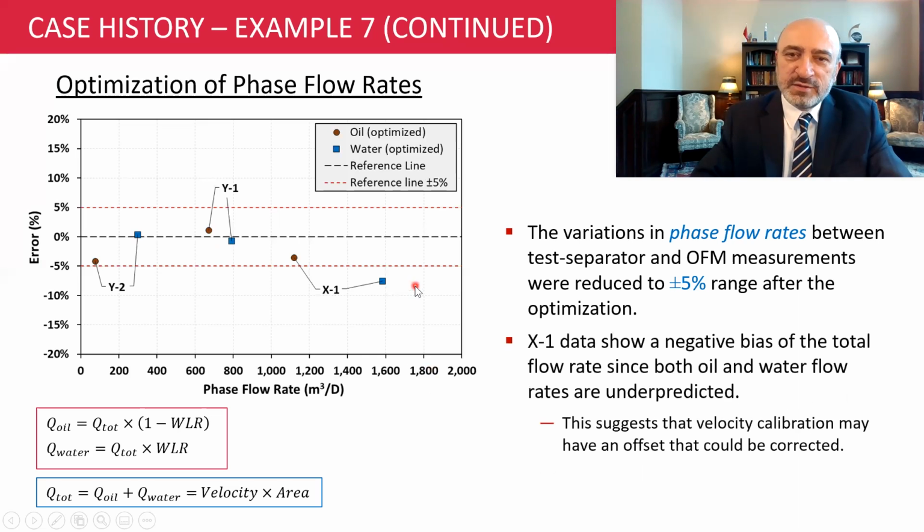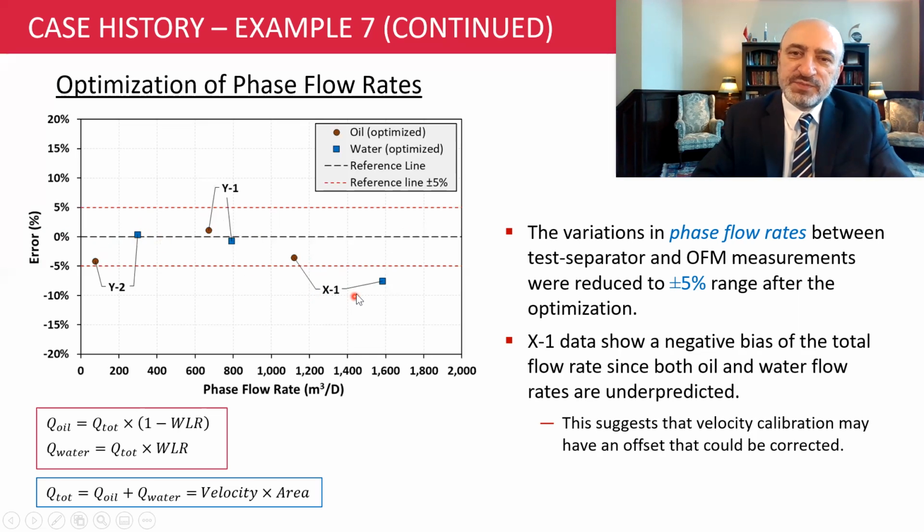So let's look at well X1. We have an interesting situation here. Now, the oil error is right around -3%, so it is within the ±5% band, but the water error is outside the 5% band. Also, one thing that we should notice here, both of these phase flow rate errors are on the negative side of the 0% error line. This is not the case for the other two wells.